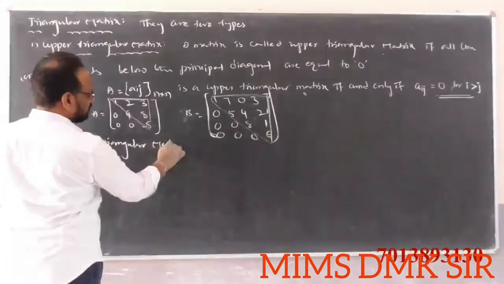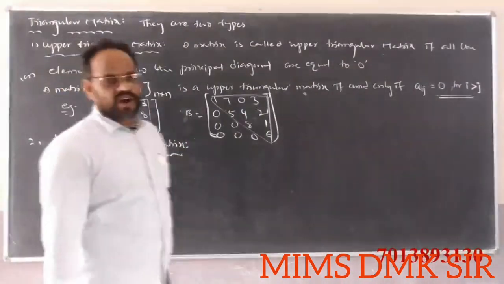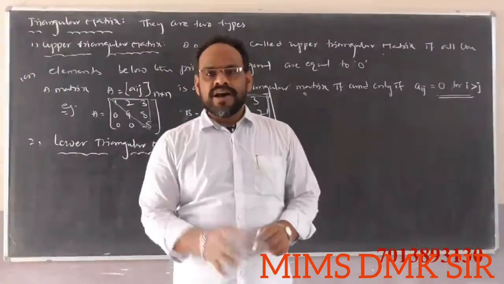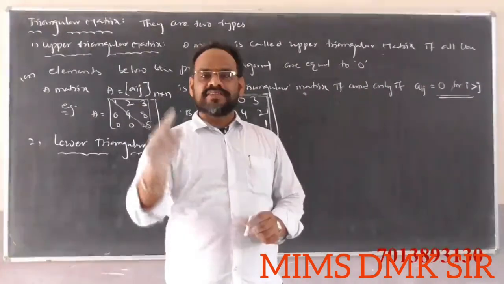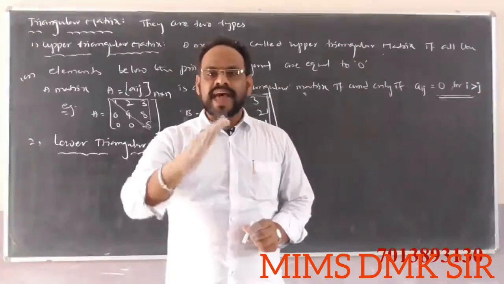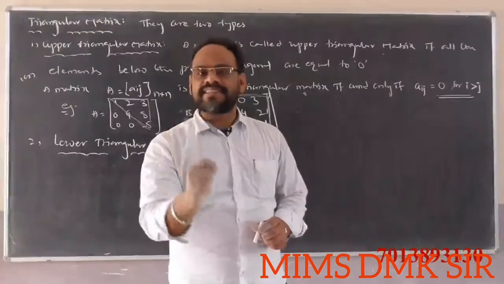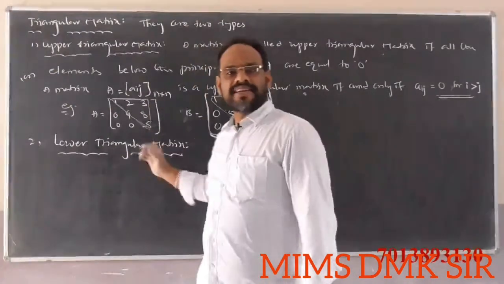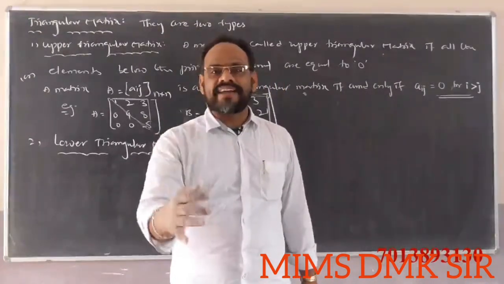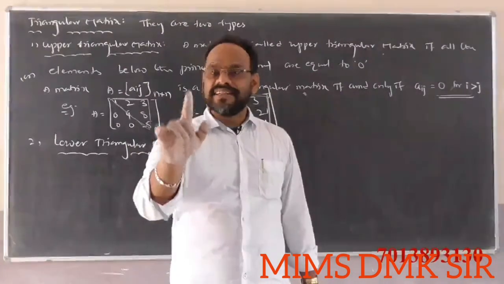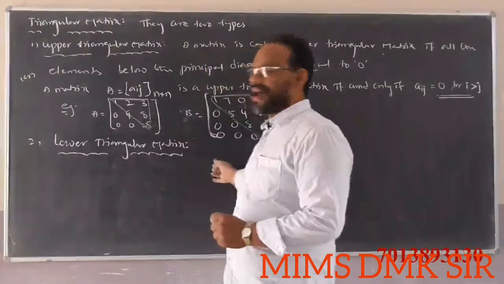Lower triangular matrix means a matrix is called lower triangular matrix if all the elements above the principal diagonal become zeros. All the elements above the principal diagonal have value zero. Then the matrix is clearly called lower triangular matrix. Or a matrix A of order n is a lower triangular matrix if and only if Aij is equal to 0 for i less than j. Then the matrix is called what?